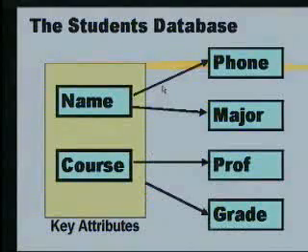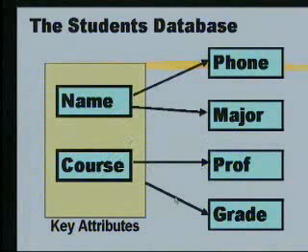What do I mean by dependencies are being preserved? You will see that the name to phone dependency and name to major dependency are being preserved in the first relation. Name and course to grade is being preserved in the second relation which we have designed, the decomposed relation, as well as course to professor is being preserved in the third relation. So this is the way we have designed the proper form of this particular database.